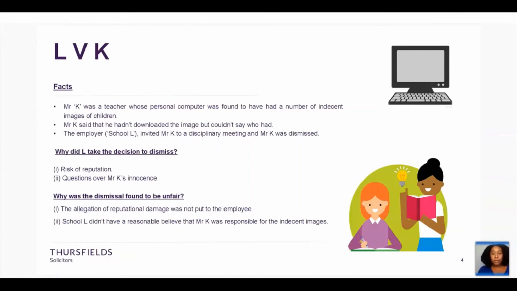Furthermore, the tribunal found that the school was unable to show a reasonable belief based on the balance of probability, so more likely than not, that Mr. K was indeed responsible for the indecent images found on his computer. In this case, the school had only found that they could not exclude the possibility, which is entirely different. This is a very different finding to the fact that Mr. K had actually downloaded the indecent images.